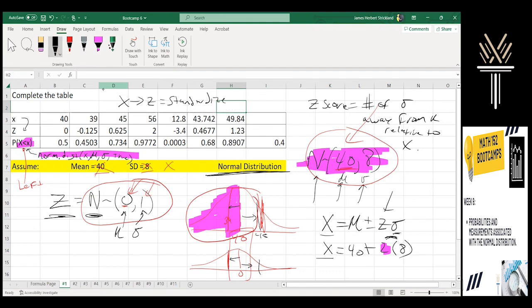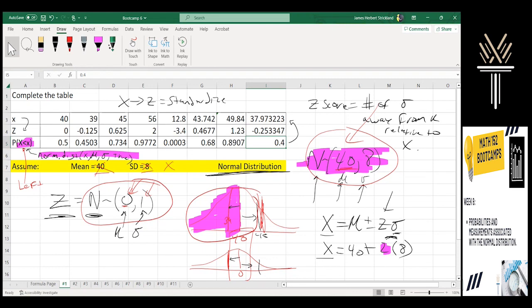Let's do the last one. Let's take this to the X world first. So we're going to say norm.inv of our probability, given our mean of 40, our deviation of 8, close it. We don't need true for the inverse command. Hit enter. There's our measurement. Now if I do the Z-score, norm.inv from my probability, but Z world, it's 0 and 1, close it. And there's my respective Z-score.